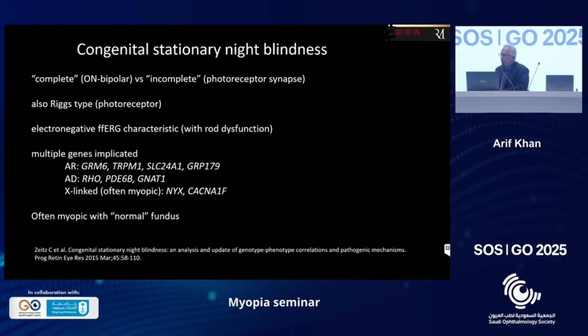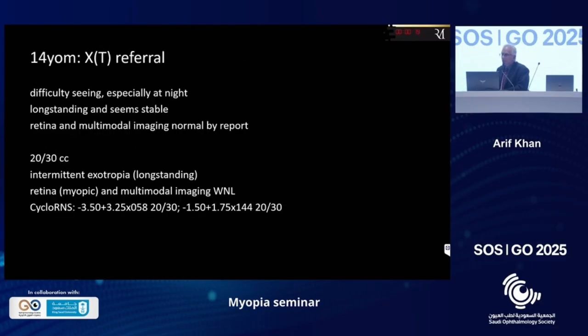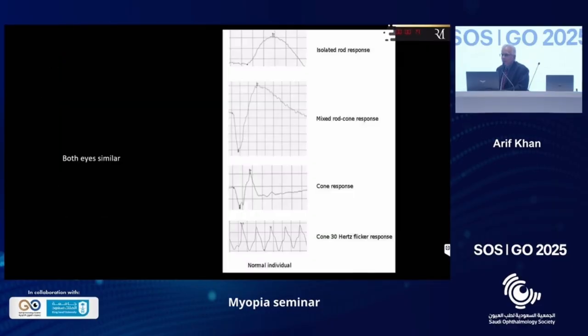So consider this. Any patient, high myopia, doesn't correct to 20/20 or is complaining of poor night vision, needs to be evaluated for possible inherited retinal disorder.